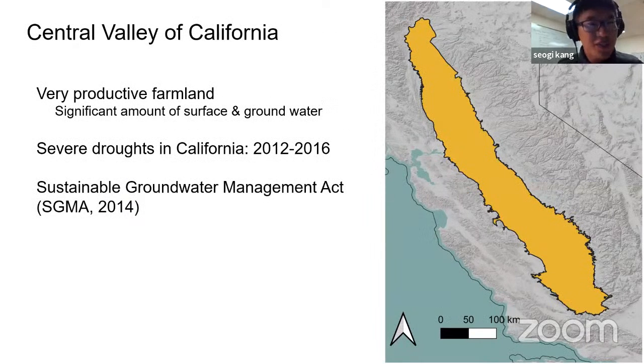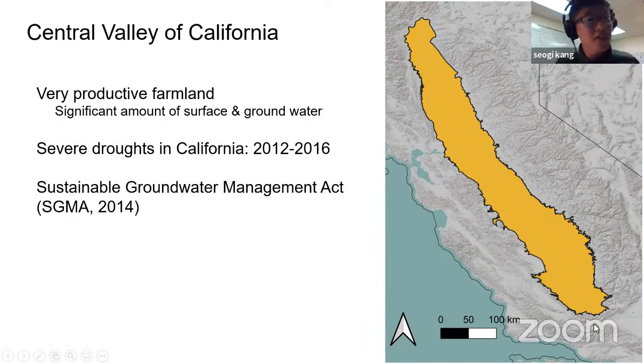And today I'm going to focus on the Central Valley of California. Here's the Central Valley of California, this yellow region. This is the Pacific Ocean. And this is the Sierra Nevada, if you're not familiar with California. The Bay Area is located here, and LA is somewhere here.